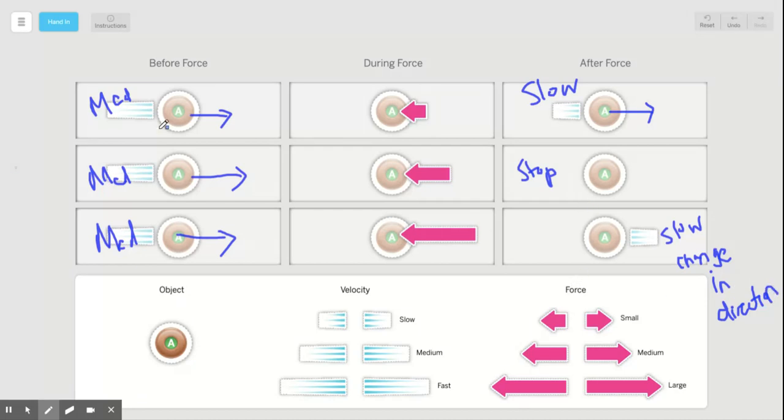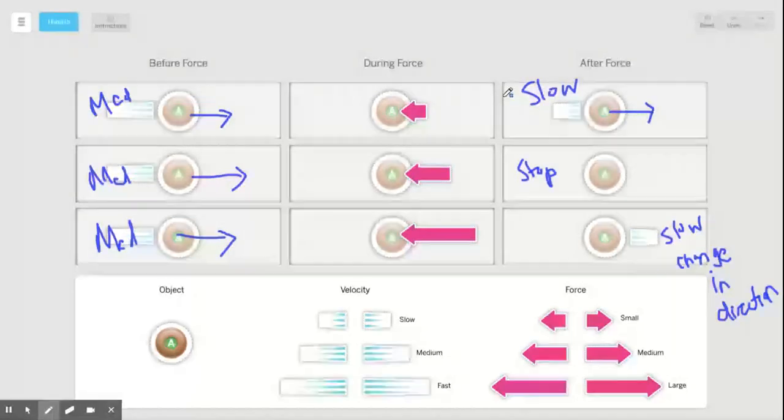So you need to understand these 3 levels of changes in motion. Which velocity change needs the most force exerted? The change in direction. Which velocity change needs the least amount of force exerted? The slowdown. And the one in between is the stop.